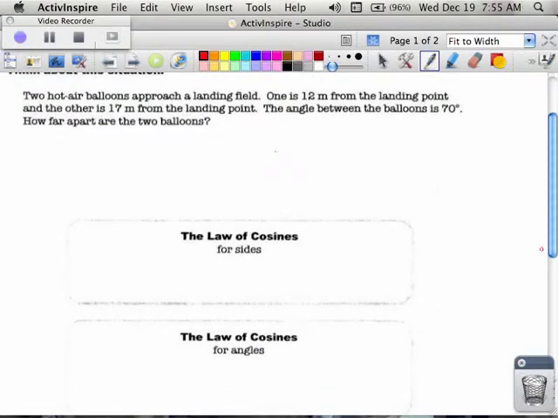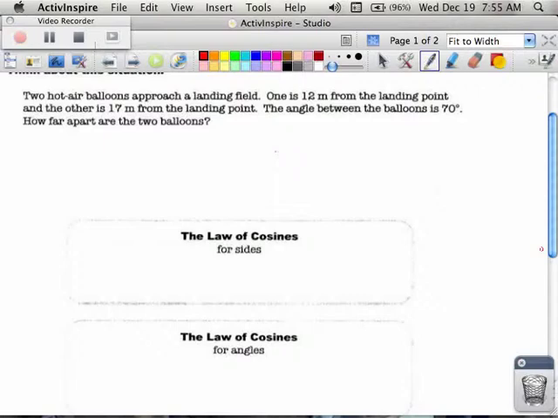So in this first think about it thing, it says that we have two hot air balloons approaching a landing field. One's 12 miles from the landing point, and the other is 17 miles from the landing point, and the angle between them is 70 degrees. How far apart are these two balloons?